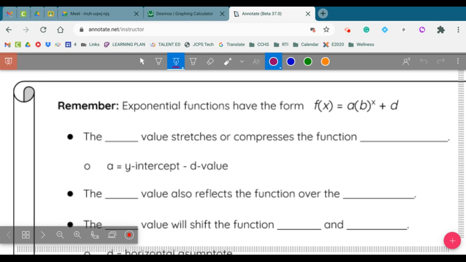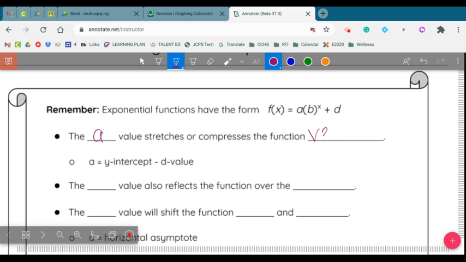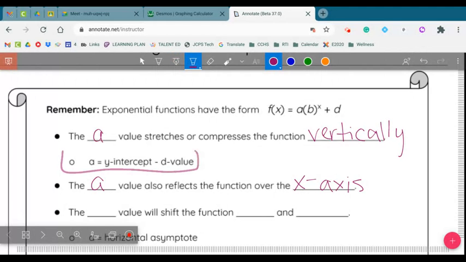If you remember, your a value stretches or compresses the function vertically. So you'll need to know this for your transformations. The a value also reflects it across the x-axis. Whenever we're writing our equation from our graph, how we find the a value is we take our y-intercept minus our d value. We're going to talk about how to find our d value a little bit further down.